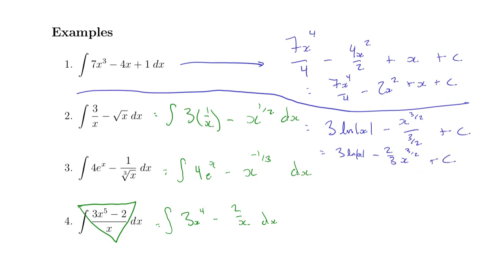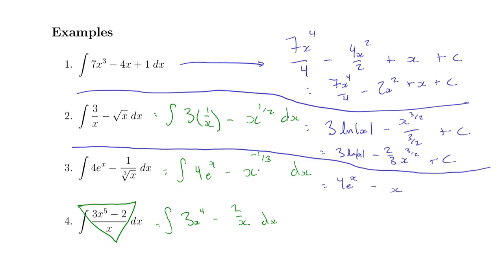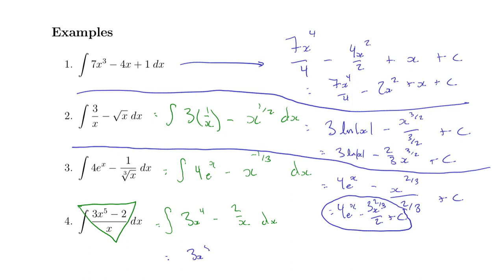For this one, we can pretty much just do the same thing. Let me separate that. Our antiderivative is going to be 4e to the x minus x to the negative 1/3 plus 1. That's going to be 2/3 over 2/3 plus c. So we've got 4e to the x minus 3x to the 2/3 over 2 plus c. That's that. And lastly, we've got 3x to the 5 over 5 minus 2 natural log x plus c.